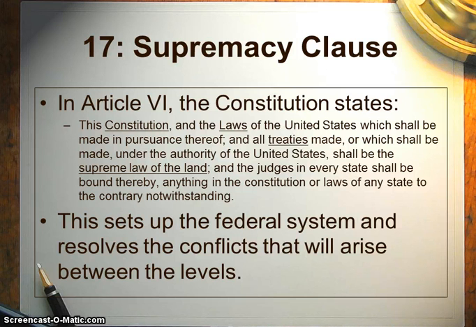It says the Constitution and the laws of the United States, along with the treaties that are made, will be the supreme law of the land, and that is the hierarchy. The Constitution, then laws, then treaties. State laws fall even below that. The reason why this is important again now in the federal system is because it sets up the way that conflicts will be resolved if they arise between the levels. So if a state law conflicts with a national law, this is the way that it'll be resolved.